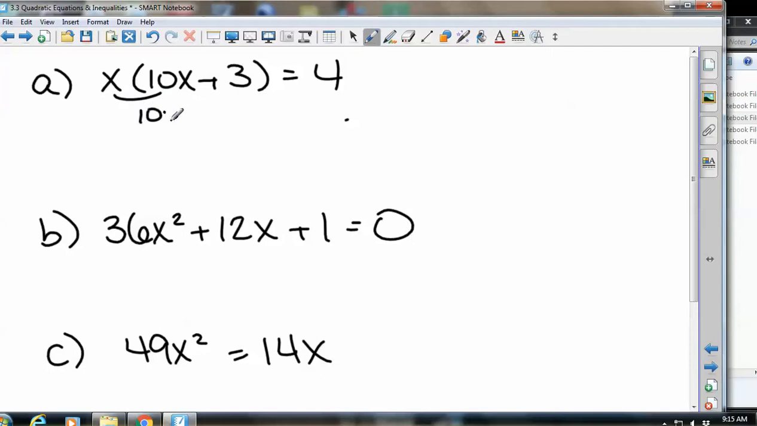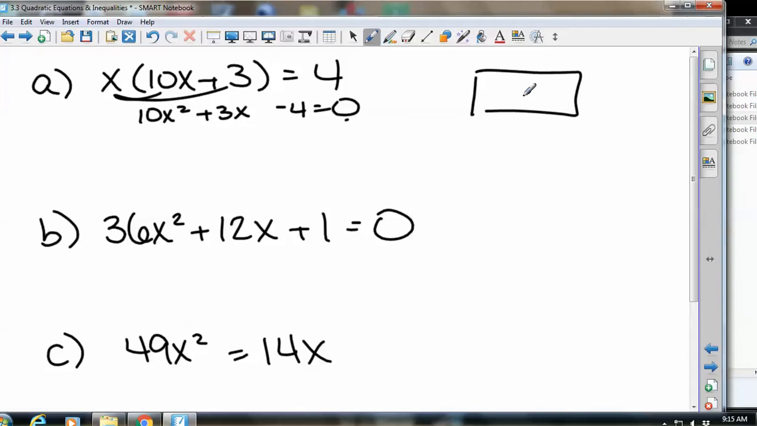You need 10x squared plus 3x, and I'm going to subtract over my 4 because you have to get it equal to 0. So then we need our box method. So these things multiply to a negative 40 and add up to a positive 3. What's that going to be? Yep, 8 and negative 5.